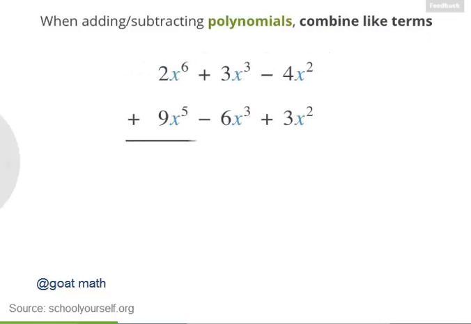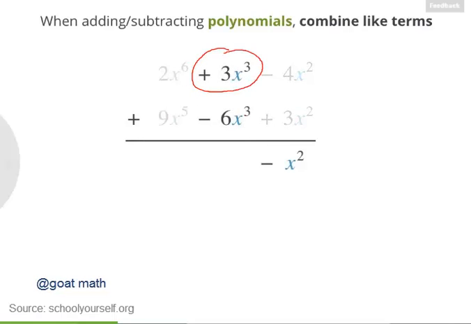So for example, suppose you want to add these two polynomials here, 2x to the 6th plus 3x cubed minus 4x squared, and 9x to the 5th minus 6x cubed plus 3x squared. Well, let's look for like terms, which have the same variable expressions but different coefficients. In the top polynomial, we have -4x squared, and in the bottom, we have 3x squared. Adding these like terms together, we get -x squared.